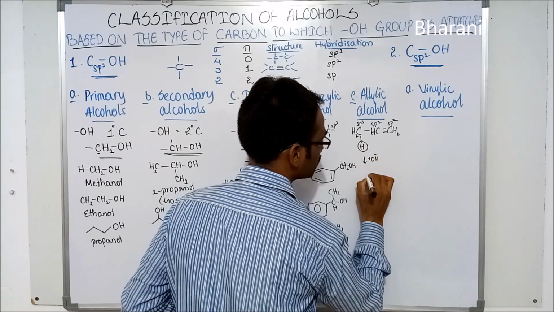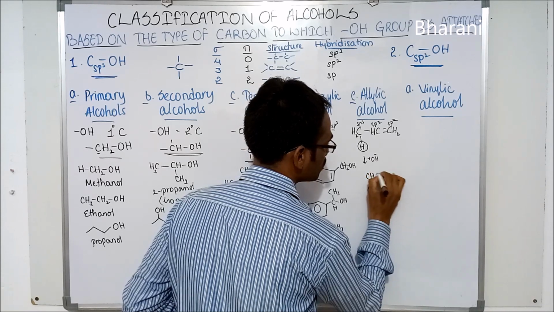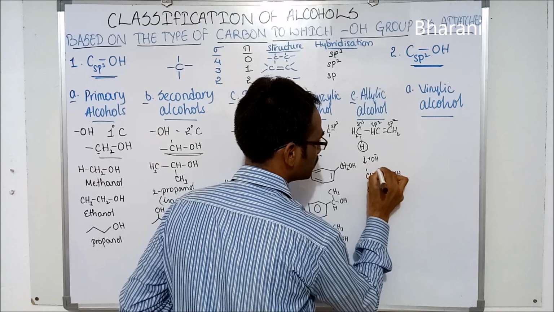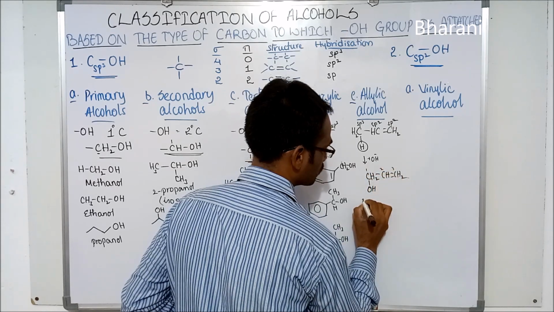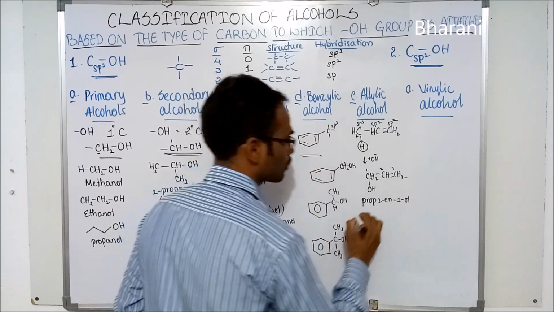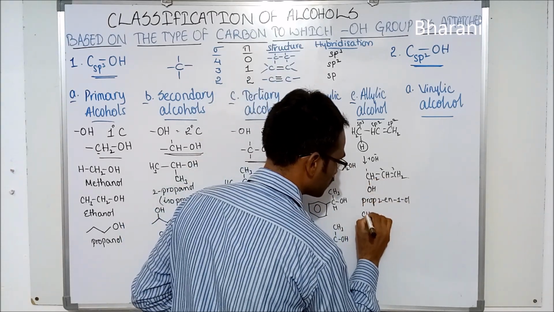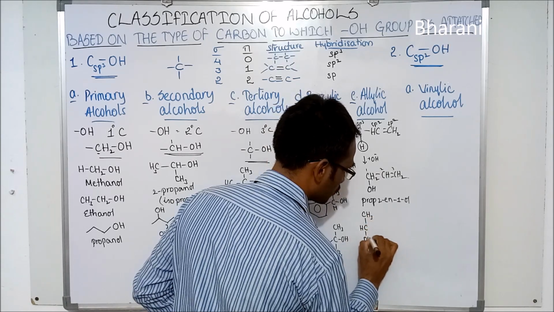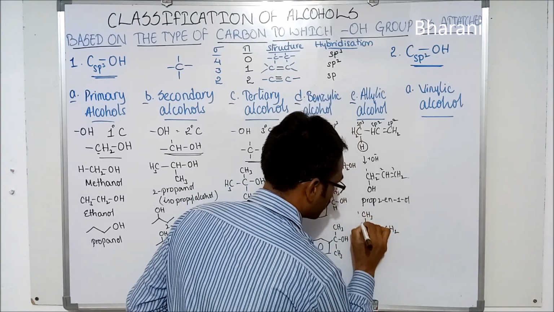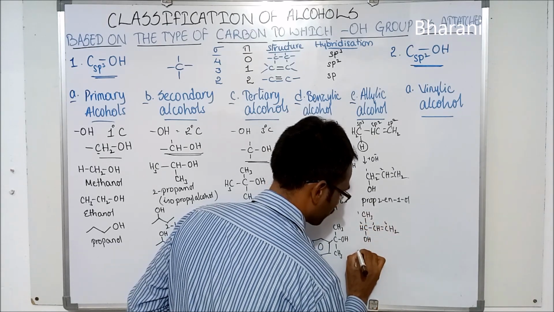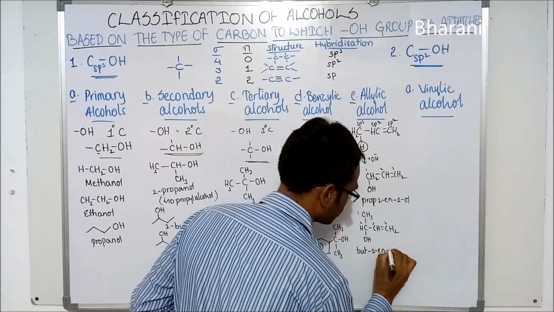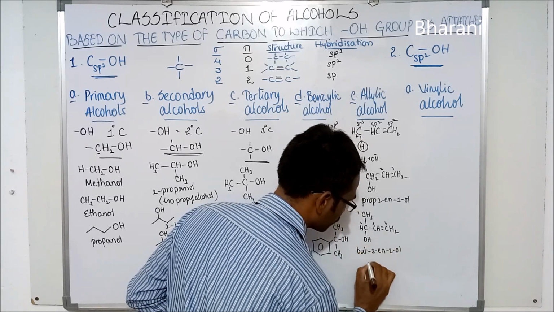Okay, so what you get is CH2OH-CH=CH2. This is an allylic alcohol. So name the compound: 1, 2, 3. So prop-2-en-1-ol. Now replace one more hydrogen with CH3, that is CH3-CH(OH)-CH=CH2, that is 1, 2, 3, 4. So what you get is but-3-en-2-ol.